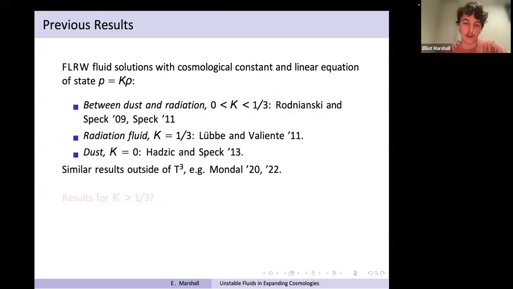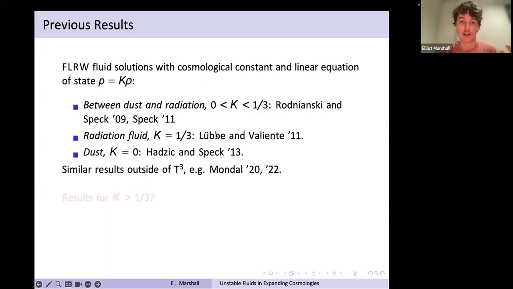So now I just want to give a brief rundown on some key results for the stability of FLRW solutions with positive cosmological constant and linear equation of state. So the key result for us really is due to Rodnianski and Speck. They proved the first stability result in this regime, which is stability between dust and radiation, so K between 0 and 1/3. And subsequently, these endpoints were also proven, so K equals 1/3 and K equals 0.